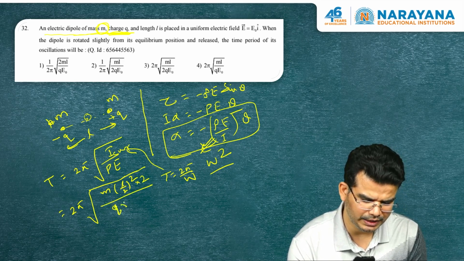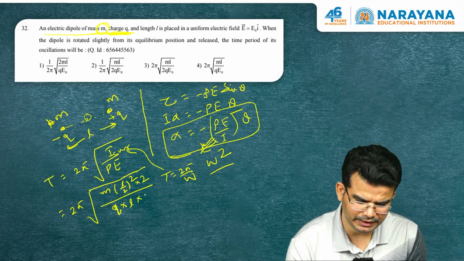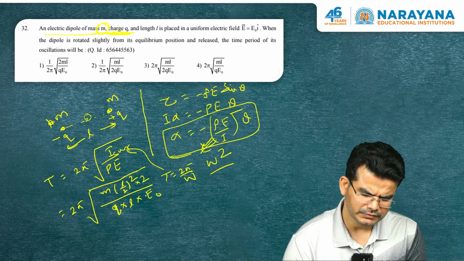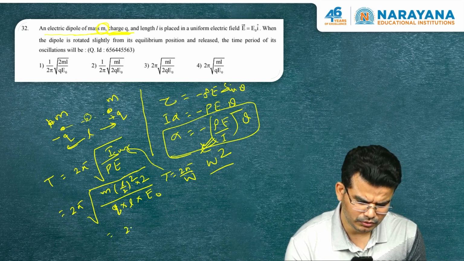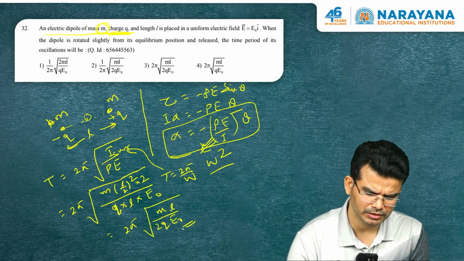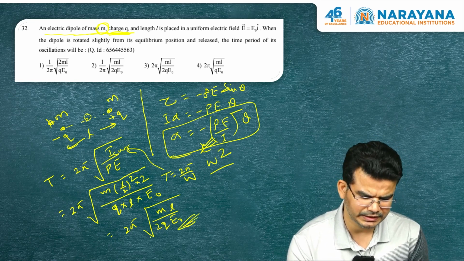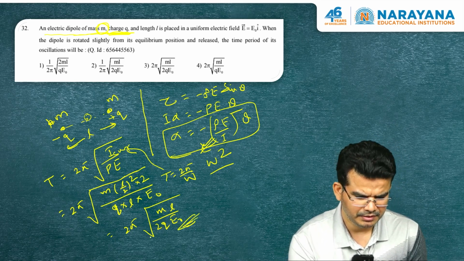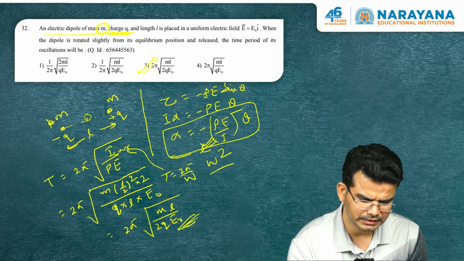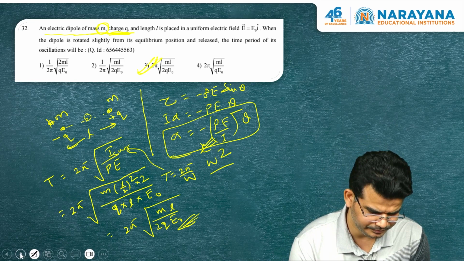2 upon p, p will be how much? So, q into L, and E value is given as E naught. Now, just a basic thing, so it will be 2 pi root over m L upon 2 q E naught. Is there any option? So, we can see question number 32 and the answer is option 3. Option 3 is the correct answer. Fine. Let us move to the next one.